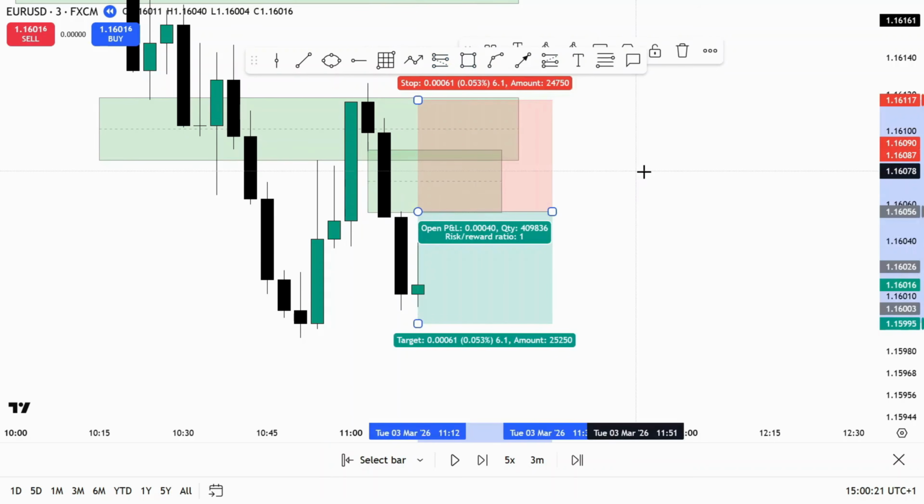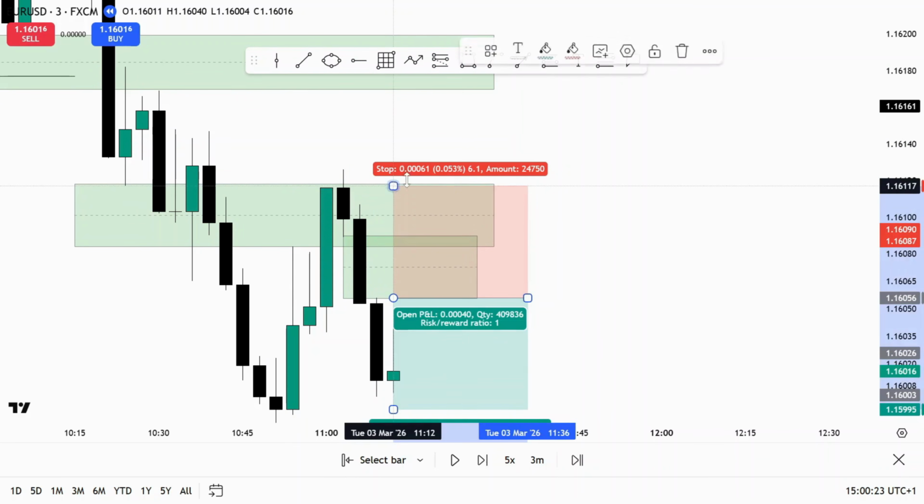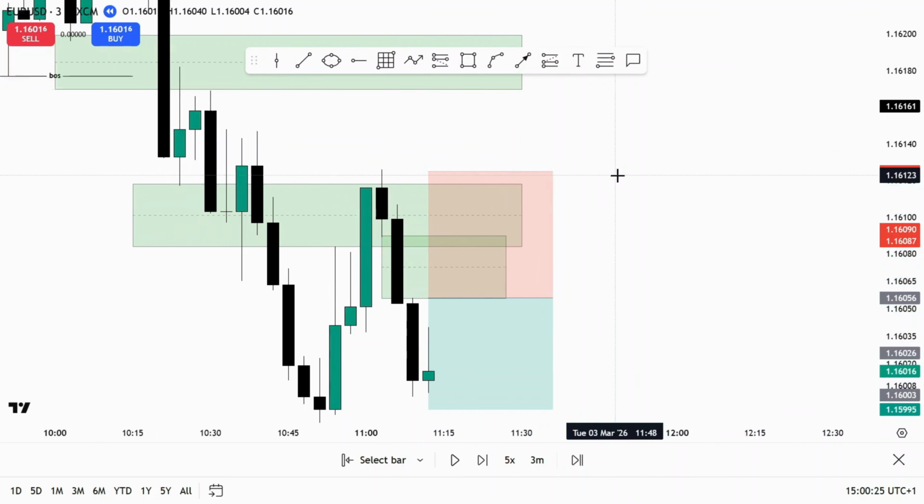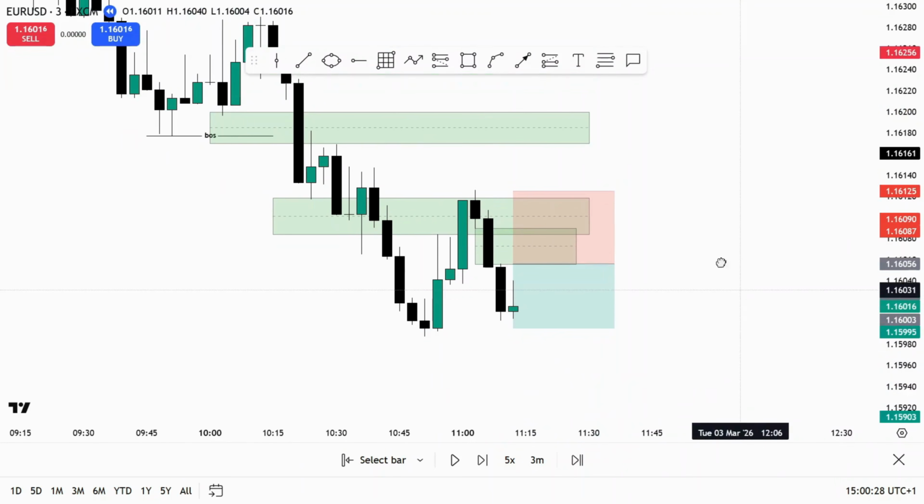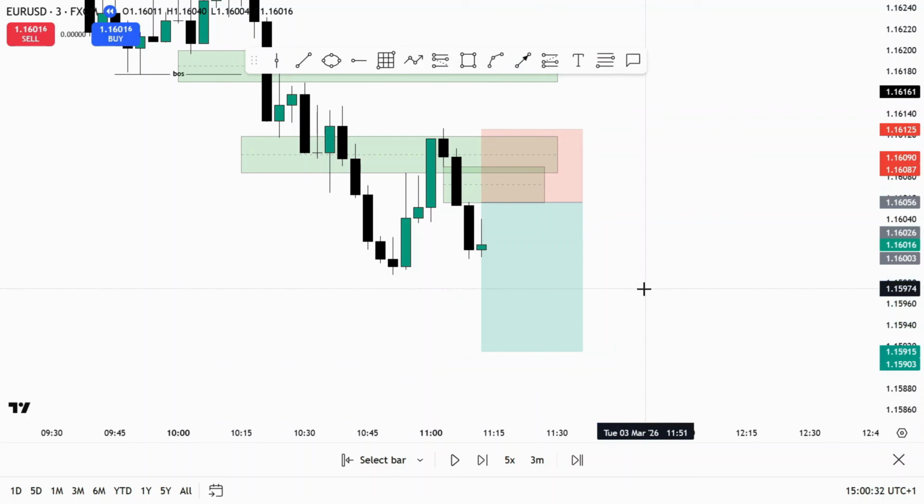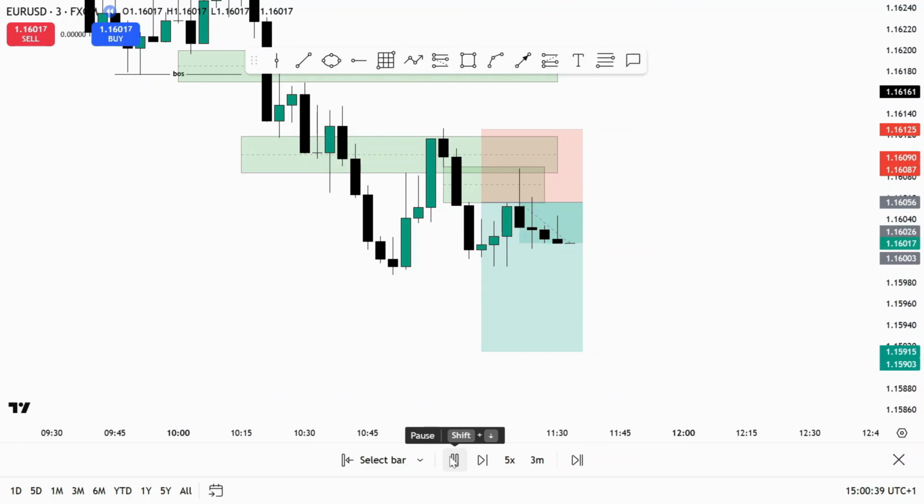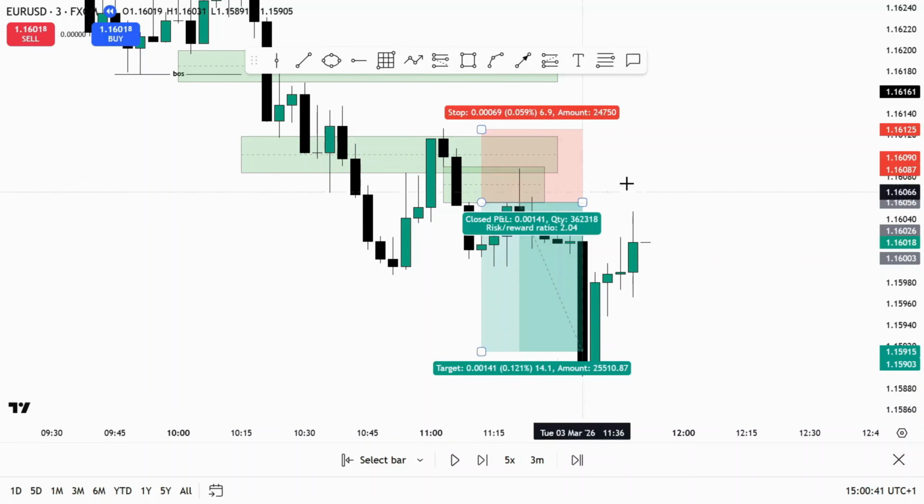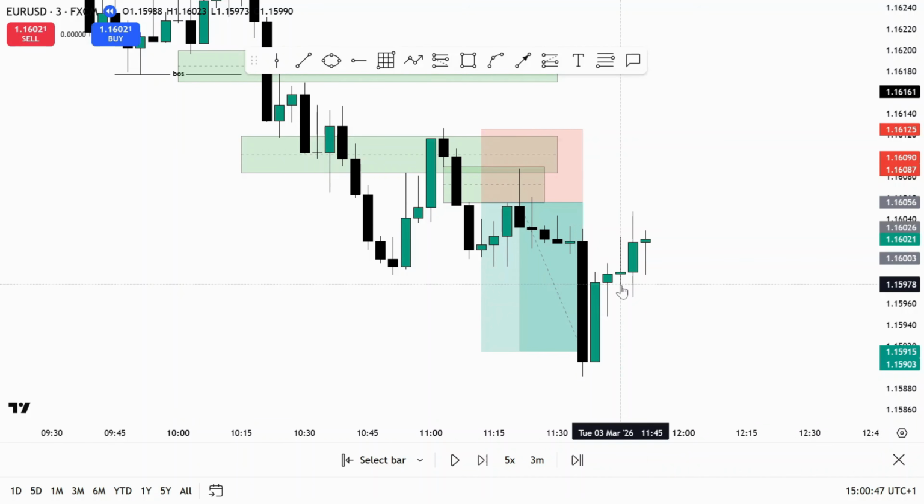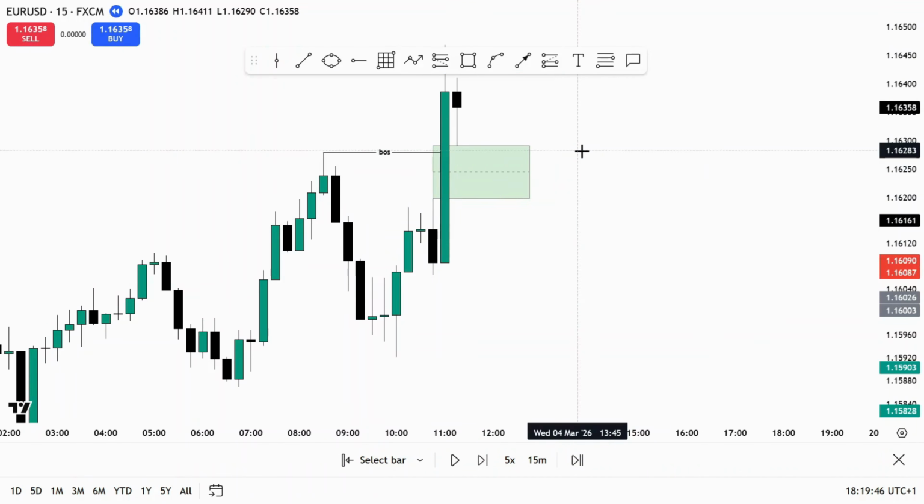Our stop loss will go above the swing high, which is this swing point, and then we will target a 1-to-2 risk to reward ratio. Now let's play price forward to see what eventually happened. And exactly, as you can see, price tapped back into this fair value gap and then hit our 1-to-2 risk to reward ratio. Now let's go into the next example.